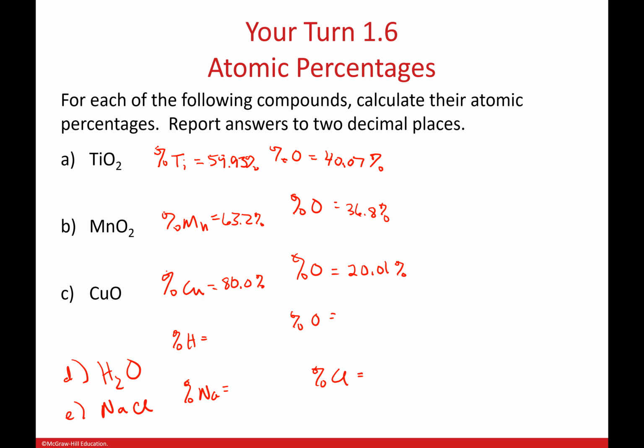So the oxygen's 20.10? Yeah. Okay. There. Be happier. Like that? Yeah. Okay. Billy. Hydrogen is 11.19. And oxygen is... Natalie? Sodium is 39.33 and chlorine is 60.6.